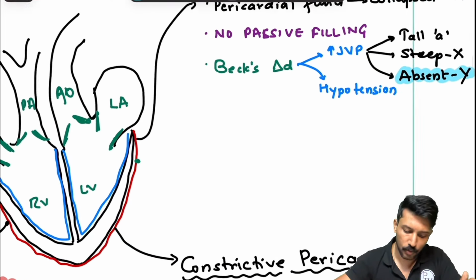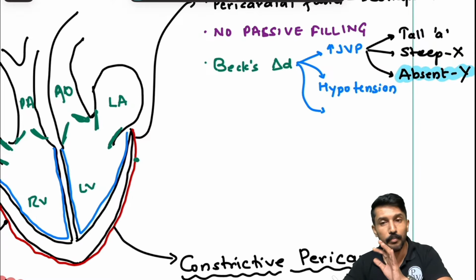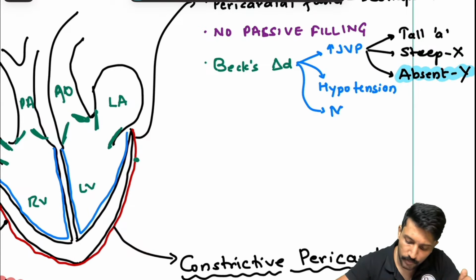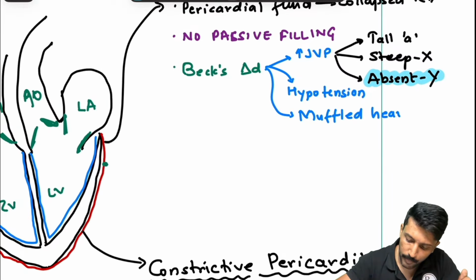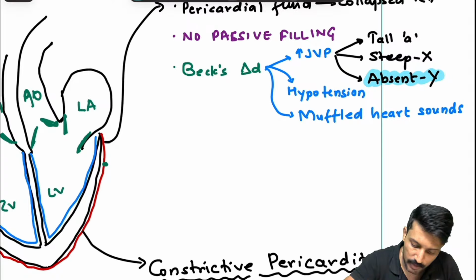And fluid is not a good conductor of sound. So when I try to auscultate, the heart sounds will be muffled because the fluid filters out a lot of frequencies. So we will have muffled heart sounds. We will call this Beck's triad. Now, once I have suspected it, like someone with a road traffic accident having raised JVP, hypotension, and muffled heart sounds, Beck's triad, we suspect cardiac tamponade.